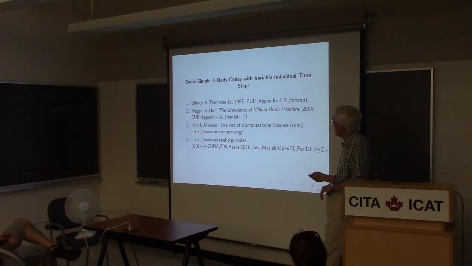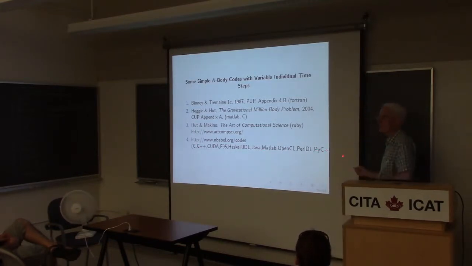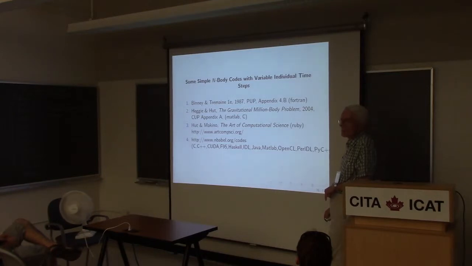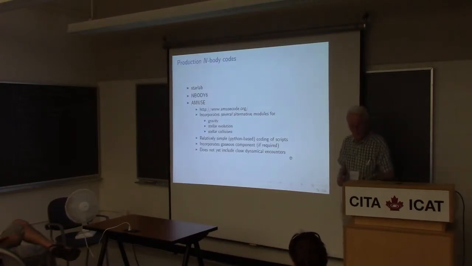In MATLAB and C, you can go to this book. If you're a Ruby fan, the programming language, then you can go to this online guide to N-body codes. And if you're a fan of any other language, which is more or less what's on the other side of the slide here, you can go to N-Babel, which was our website invented just to allow people to upload codes in any language of their choice. But I don't think there's an Emacs module for an N-body code yet, so if anybody is adept at programming Emacs, then you can try and write one.